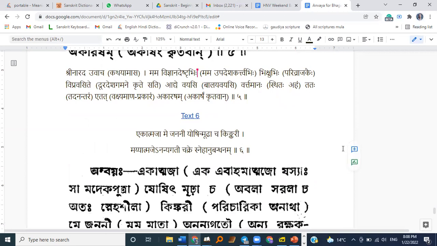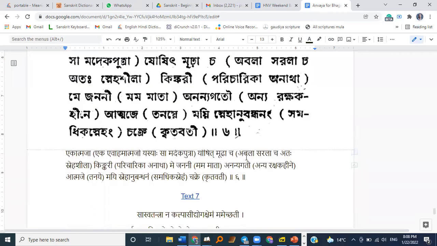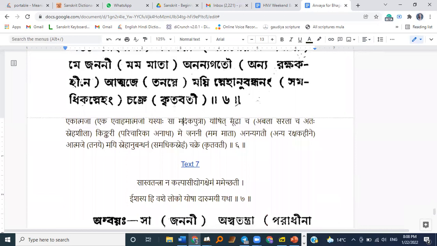Text 6. एकात्मजा मे जननी योषिन् मूढ़ा च किंकरी मय्यात्मजे नन्यगतौ चक्रे स्नेहानुबन्धनम्. एकात्मजा एक एव अहम आत्मजः यस्याः सा मदेग पुत्रा योषित मूढ़ा च अबला सरला च अतः स्नेहशीला किंकरी परिचारिका अनाथा मे जननी मम माता अनन्यगतौ अन्य रक्षक हीने आत्मजे तनये मयि स्नेहानुबंधं समधिक स्नेहम चक्रे कृतवती.